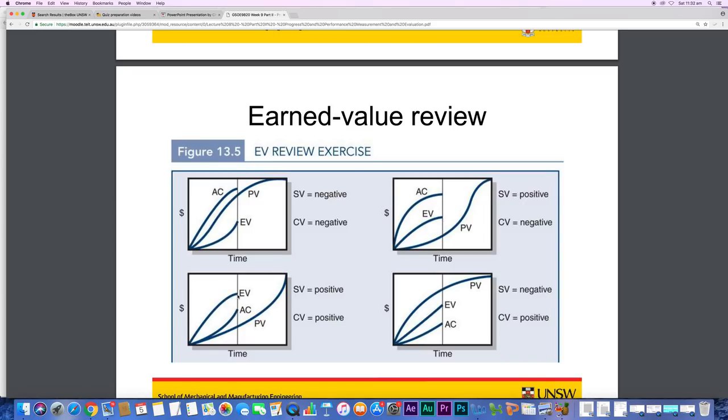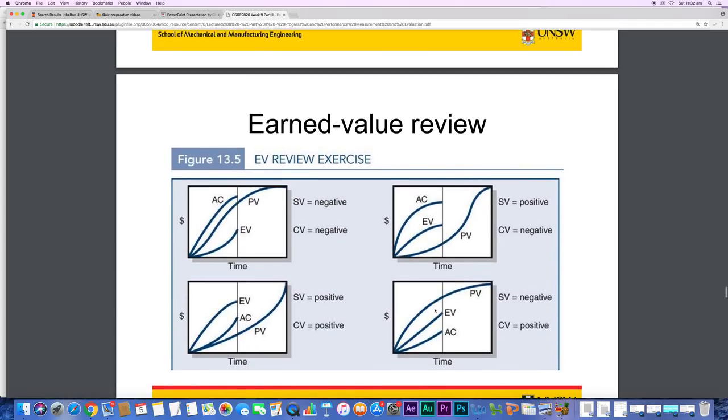Then we have the third possibility, where earned value is greater than both actual cost and planned value. So both variances will be positive. And then we have the fourth possibility, where planned value is greater than earned value, but actual cost is lower. So the cost variance will be positive, but the schedule variance will be negative. So we've got four possibilities.